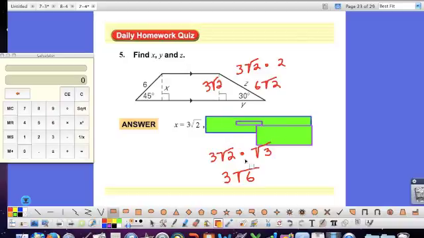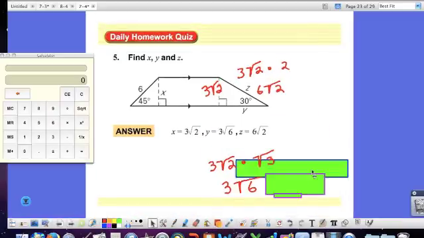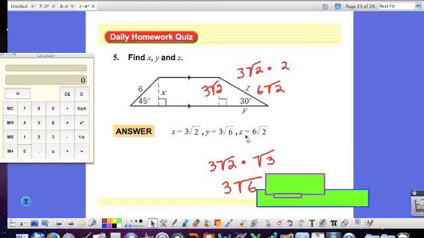Oops, what happened? Oh my goodness, now I'm getting all kinds of things. And I got that 3 radical 6 for Y and 6 radical 2 for Z.